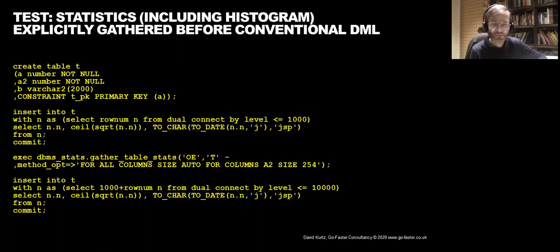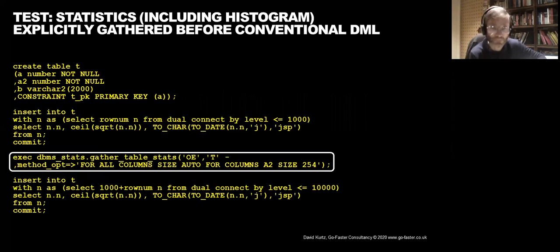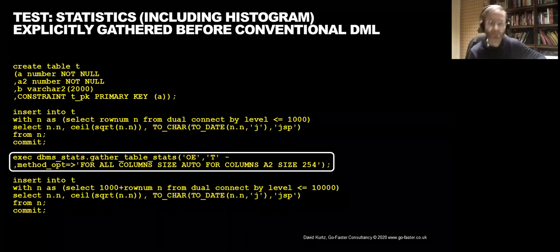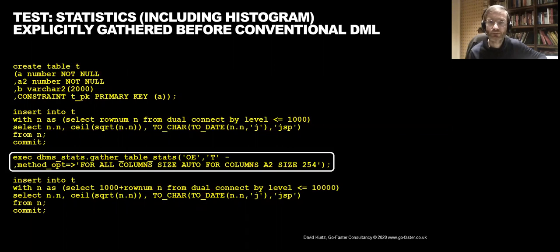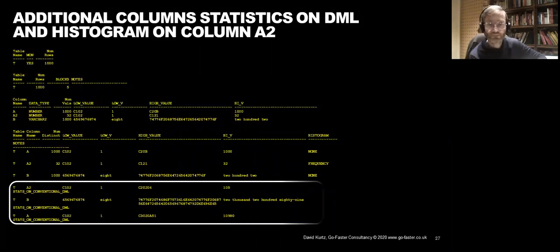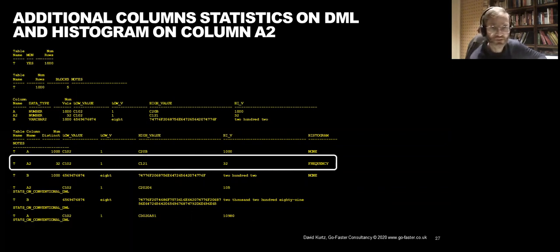Okay, so this time I'm going to populate my table with 1,000 rows. I'm going to explicitly collect statistics, and I'm going to collect a histogram on the skewed column A2. And then I'm going to insert my next 10,000 rows. So you can see there are my real-time stats on the column, but I haven't got them on the table. And you can see I've got my frequency histogram saying that there are 32 distinct values in the range 1 to 32. So I've got 32 buckets in my histogram.